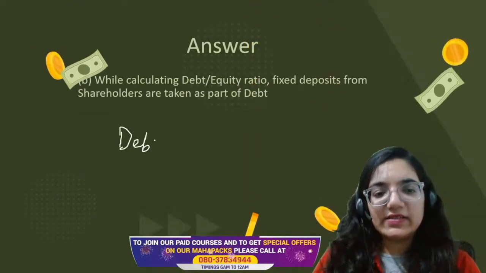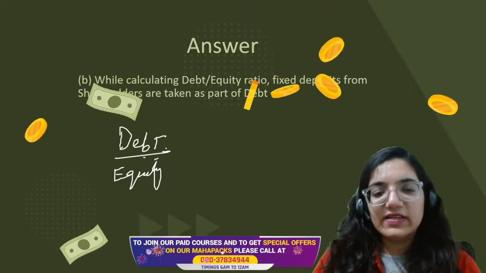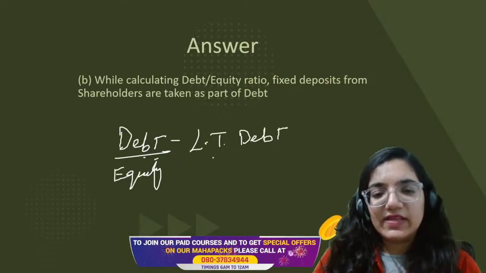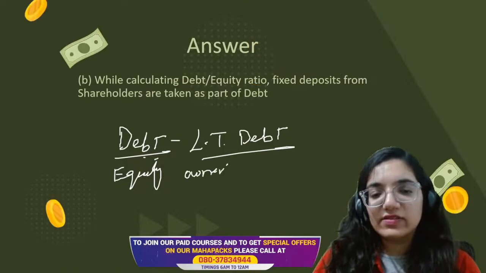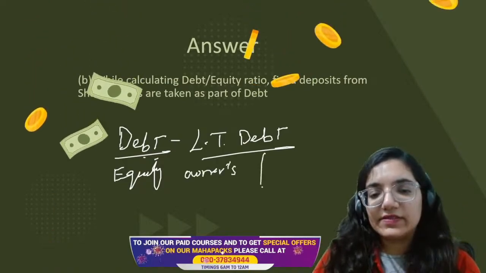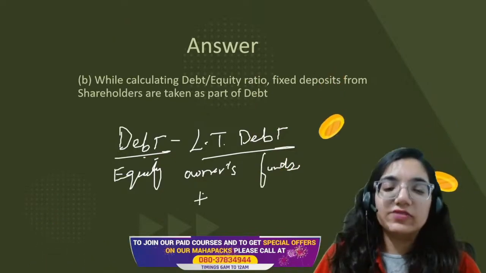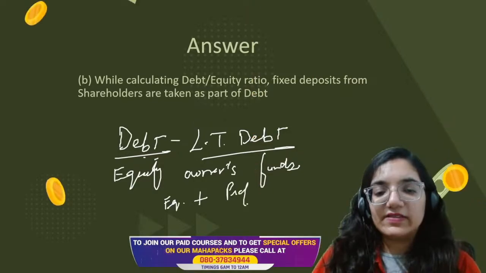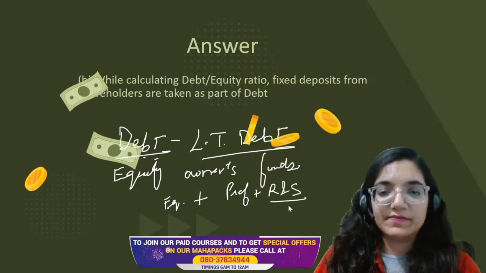Debt upon equity can be stated as this is the long-term debt and this is the owner's capital. This includes owner's funds. Owner's funds, that includes equity plus preference plus reserves and surplus. Okay?